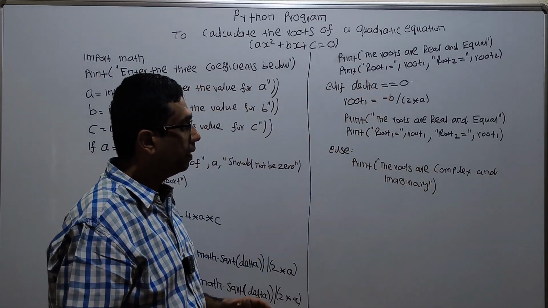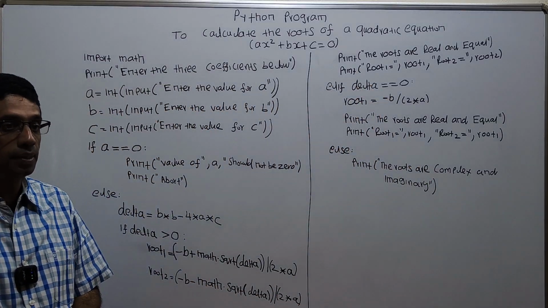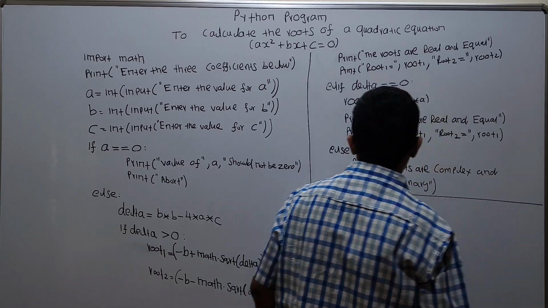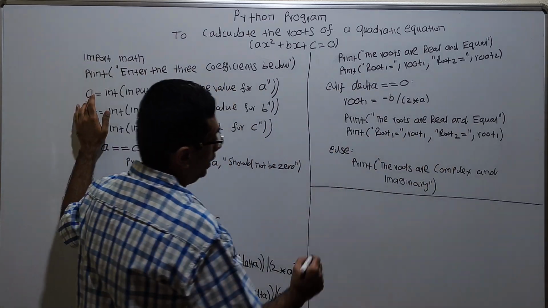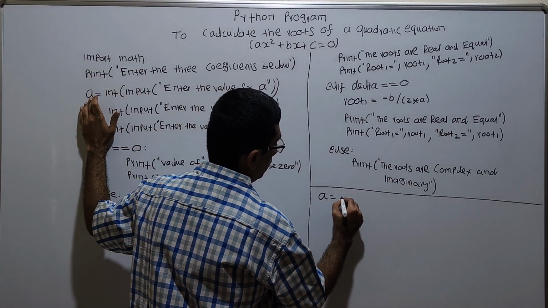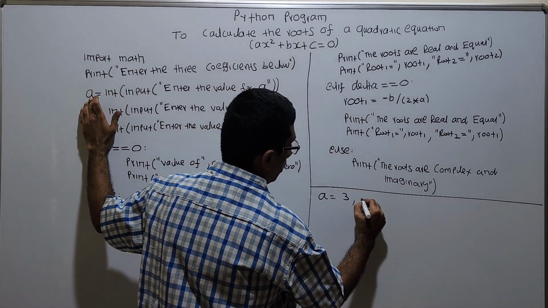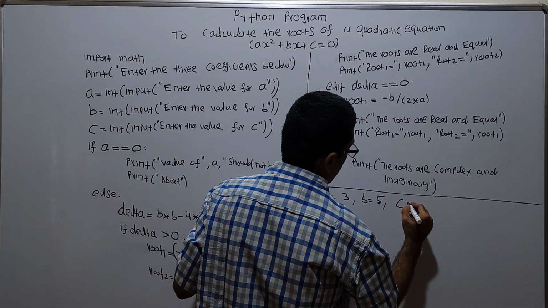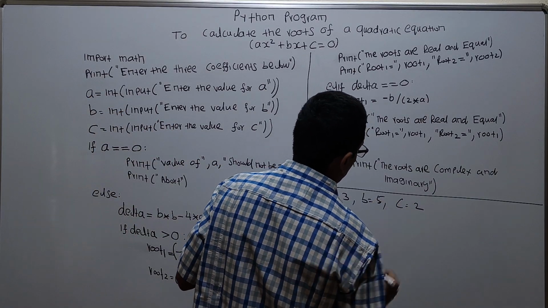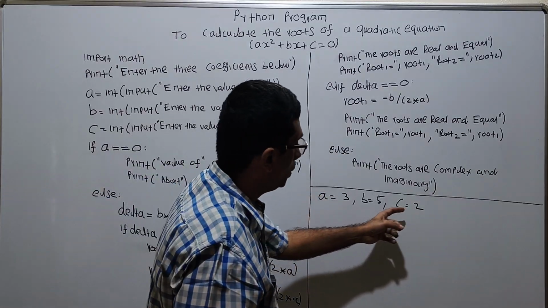This is the program, and we will take a sample input and check how this program works. I am executing the program. Enter three coefficients below. So for a, I am giving 3. For b, I am giving 5. For c, I am giving 2. A equal to 3, b equal to 5, c equal to 2.